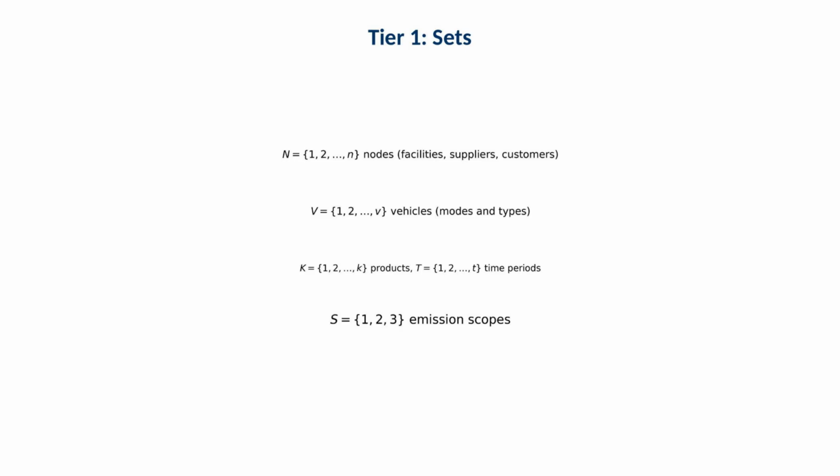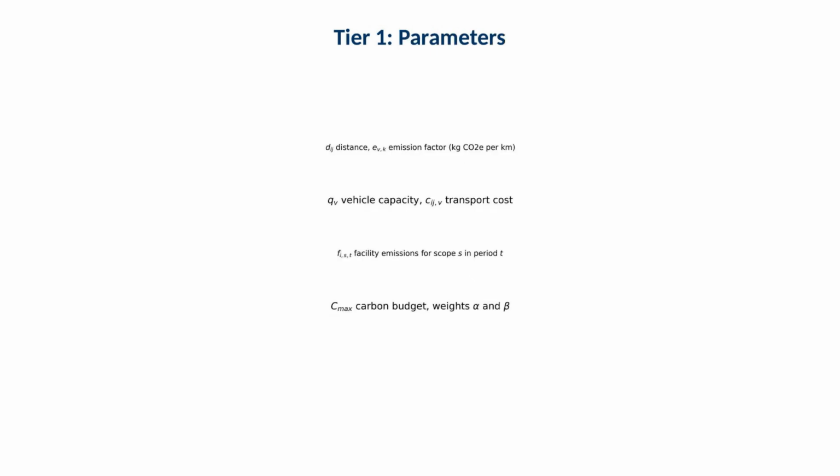The model structures the network using sets of nodes, vehicles, products, time periods, and emission scopes. Nodes include facilities, suppliers, and customers. Vehicles represent different modes and types, such as trucks, rail, ships, and aircraft. Scopes capture direct emissions, energy-related emissions, and value chain emissions. Parameters include distances between nodes, emission factors by vehicle and product, vehicle capacities, and transportation costs by lane and mode.